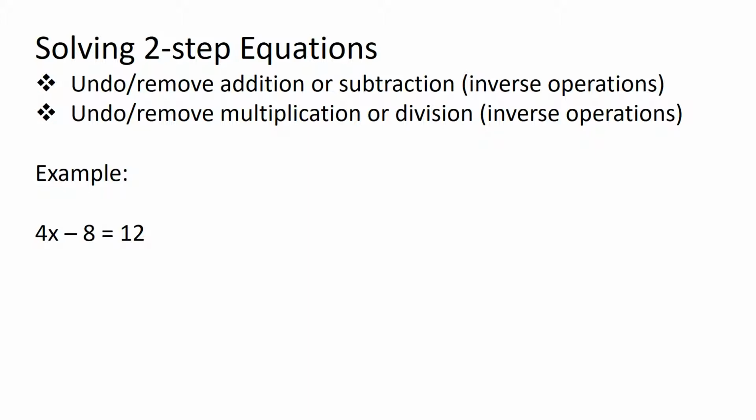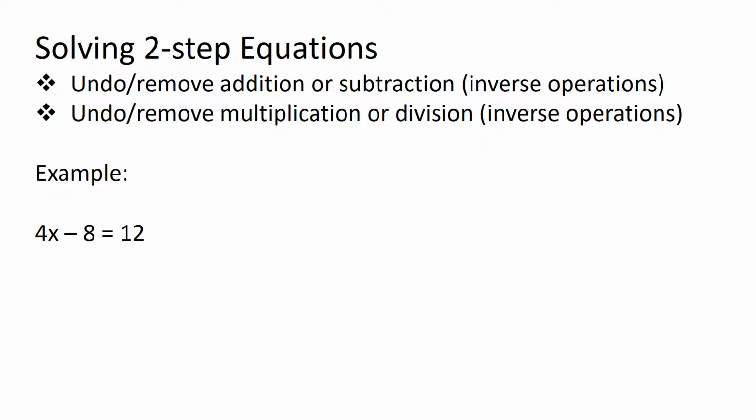Next, we are going to solve two-step equations. And it says exactly what you have to do. You have to perform 2 steps to get to your answer. Step number 1 is always to remove or undo the addition or subtraction using the inverse or opposite operation. And then step number 2, you undo or remove the multiplication or division using inverse operations.